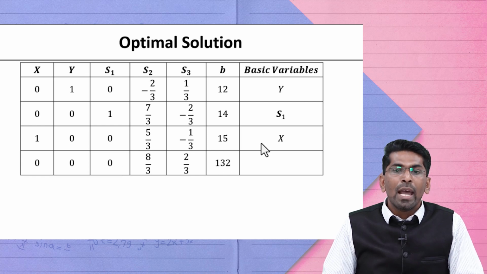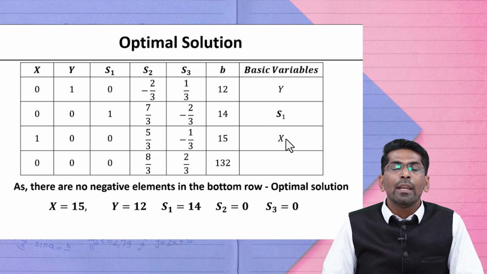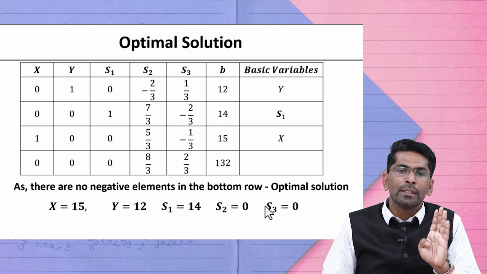So here the values of x, y and s1 are given. Here the variable x is equal to 15, and variable y is equal to 12, and the variable s1 is equal to 14. So x, y and s1 variables are given here, and s2 is considered as 0 and s3 is also considered as 0. So variable x is equal to 15, variable y is equal to 12, and s1 is equal to 14, s2, s3 are considered as 0.